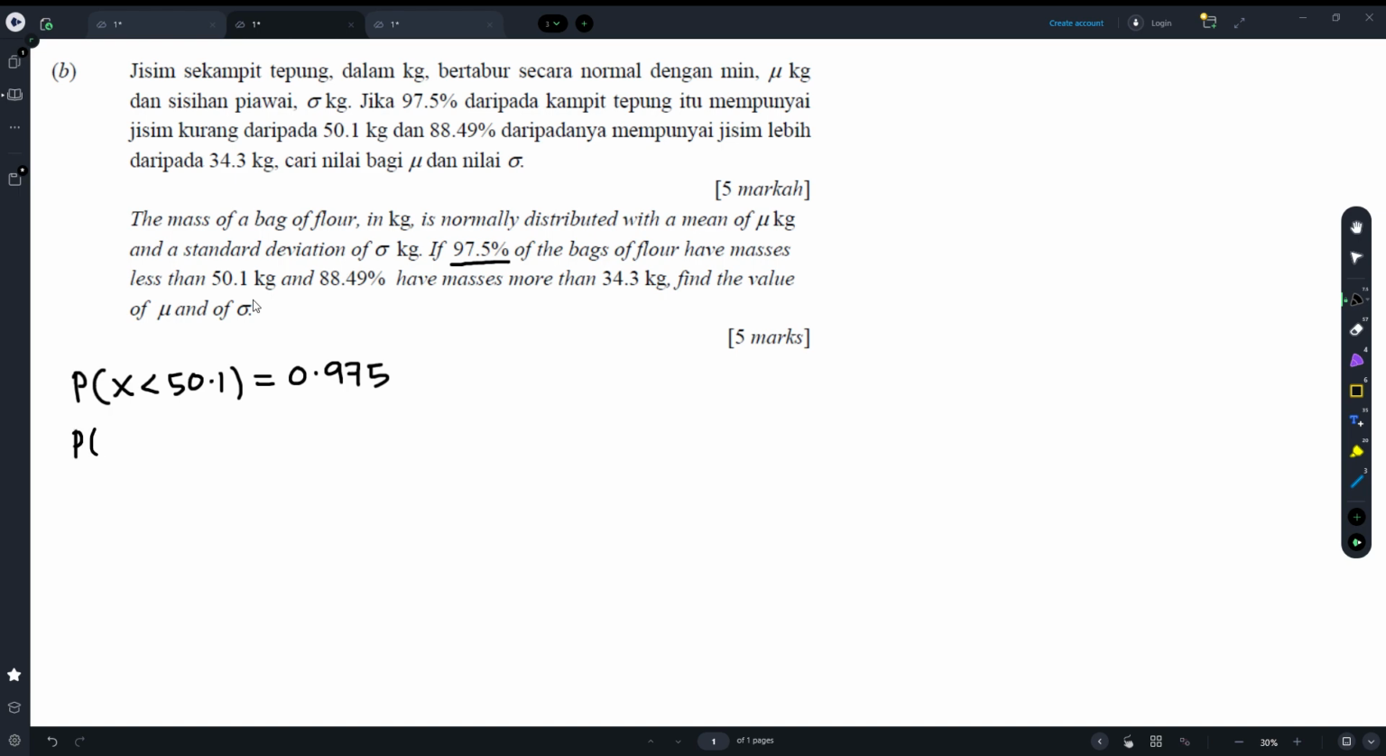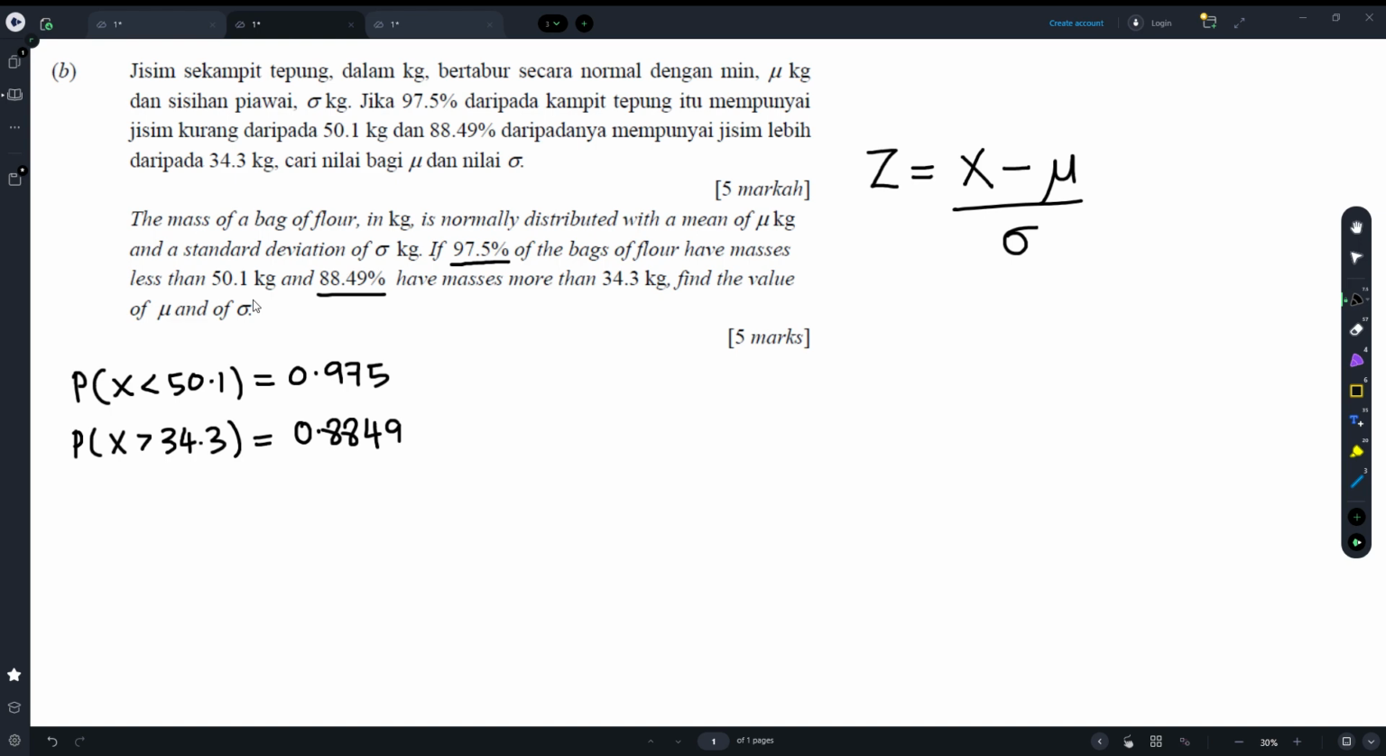The second information from the question is probability of x being greater than 34.3 kg, and that probability is 0.8849. Likewise, I have taken the percentage and divided by 100 to convert it to probability. The basic thing you need to know is that to find any standard score, we take the variable x given in the question, subtract the mean, and divide by the standard deviation.